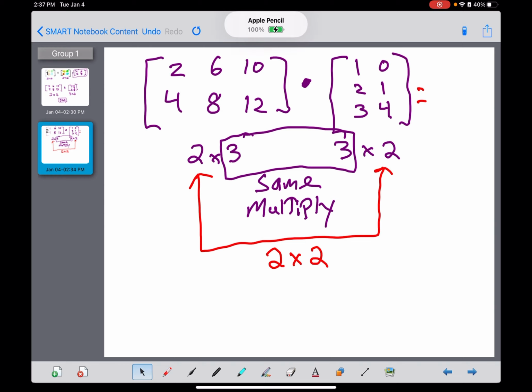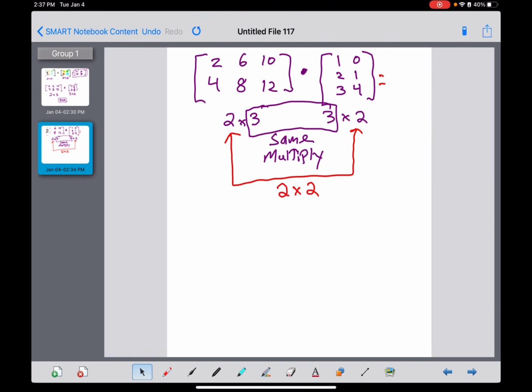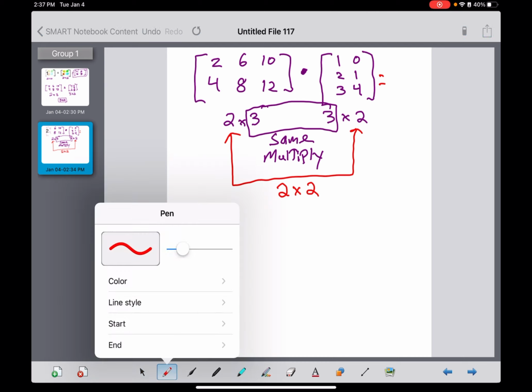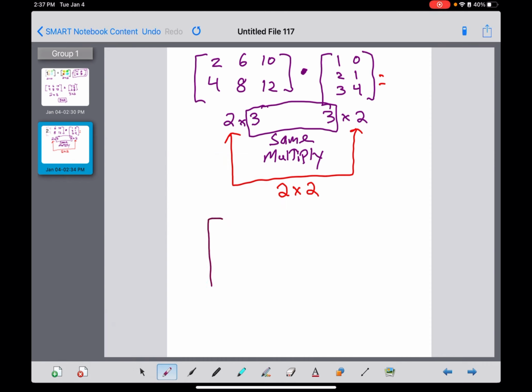I have to shrink mine a little bit because we're going to go ahead and do this one. My resulting matrix is going to be this 2 by 2 matrix, and I'm going to have to make it pretty big to start out with, because there's a little bit to this when we're multiplying.